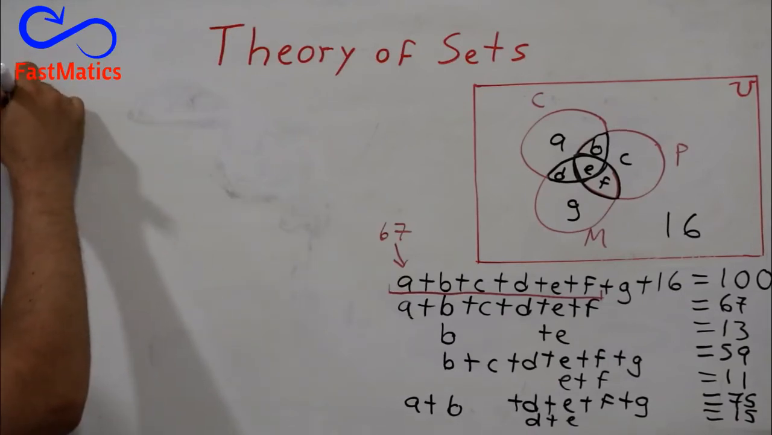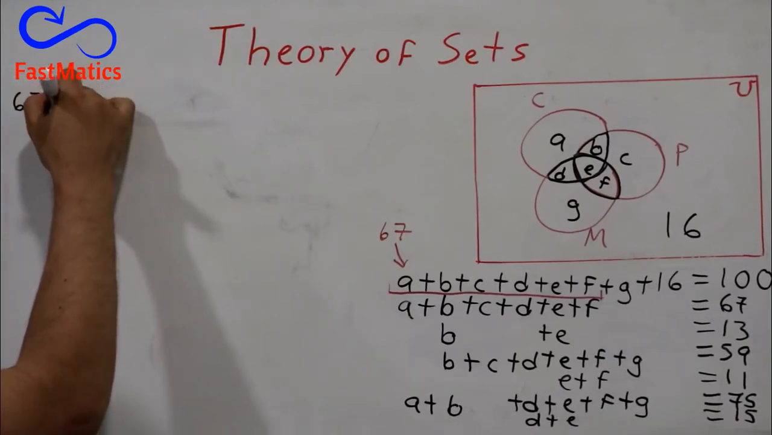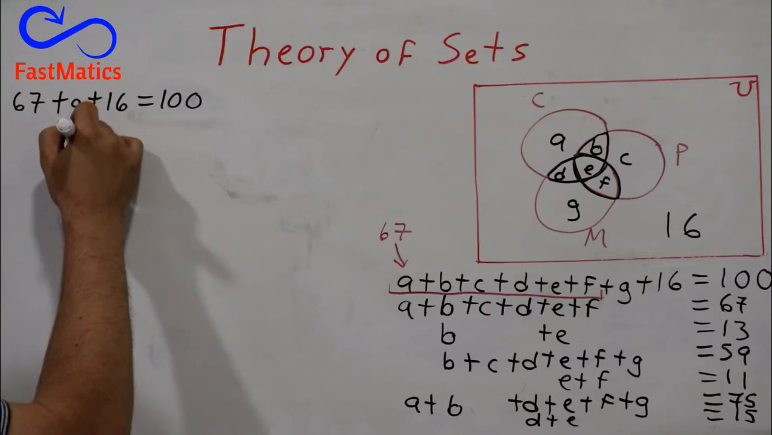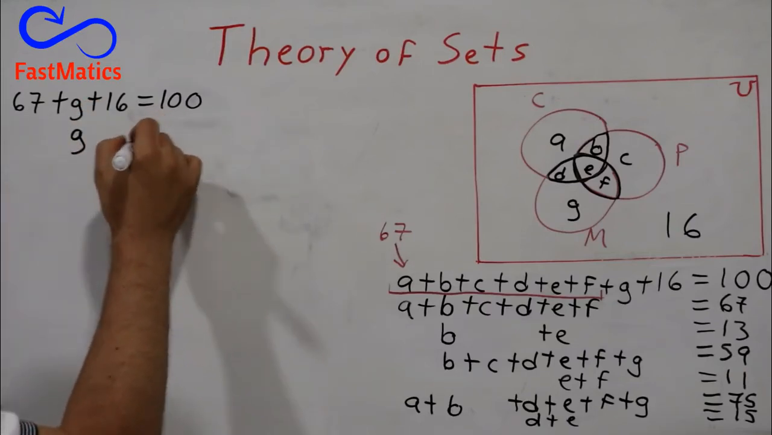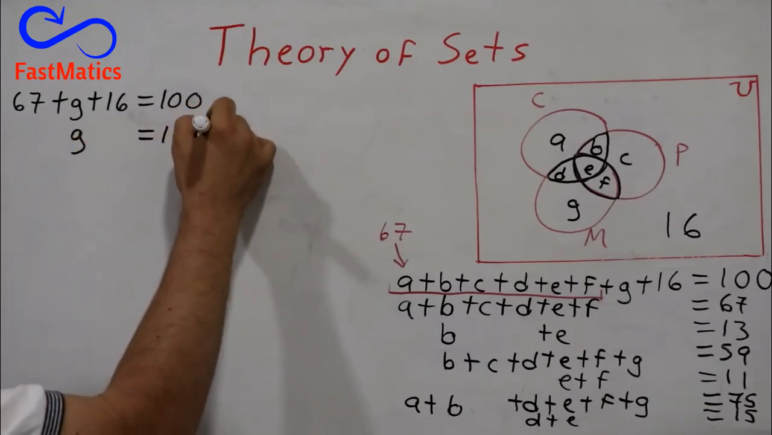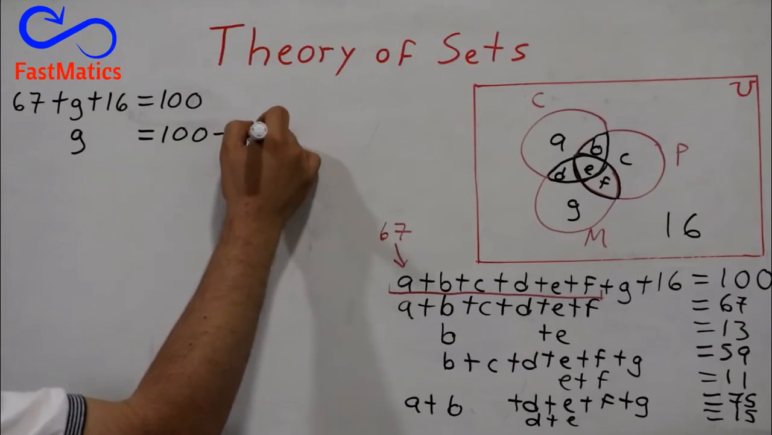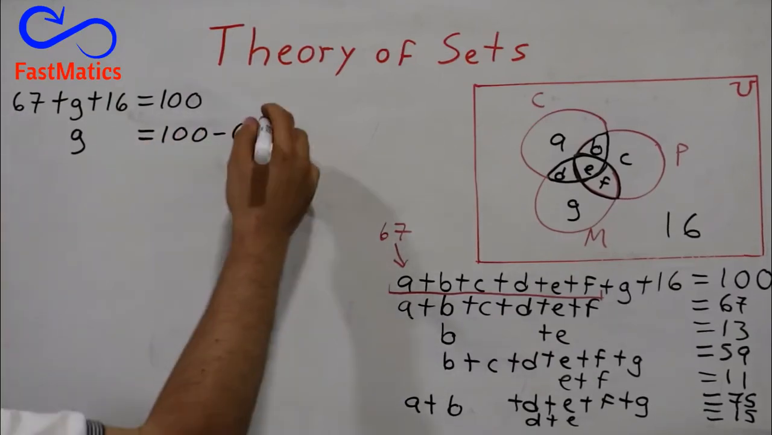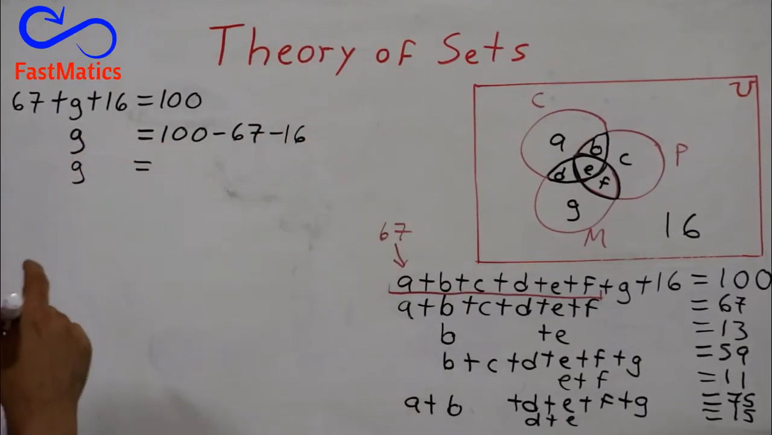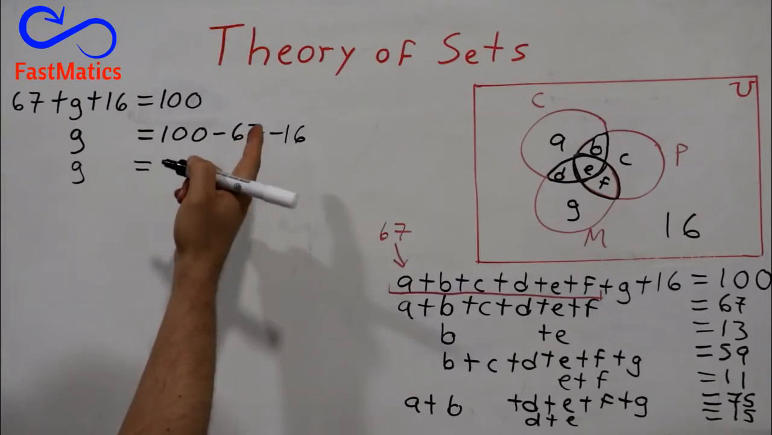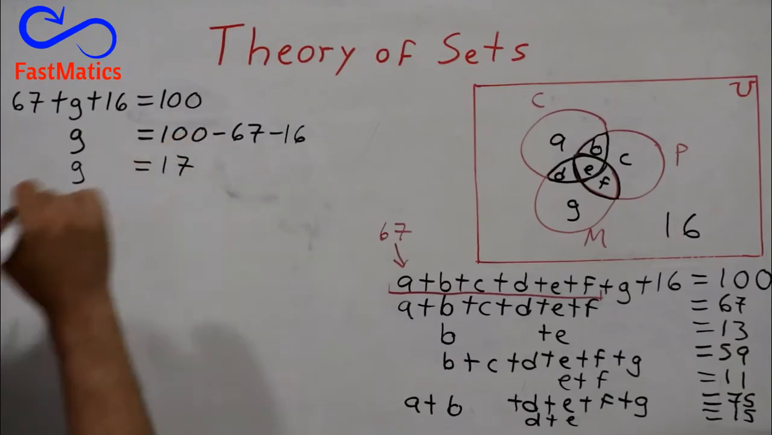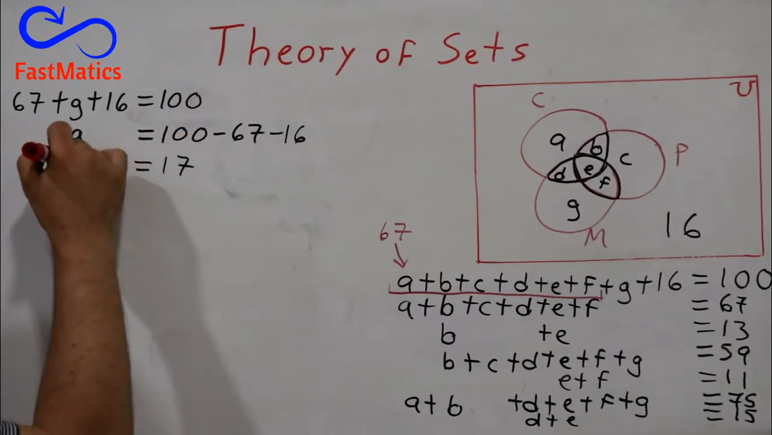Then 67 plus G plus 16 is equal to 100. Then if I move 67 and 16 to the right, I have 100 minus 67. Remember that you have to change the sign, and change the other sign. Then you have G equals 100 minus 67 minus 16, 17. I have one answer.